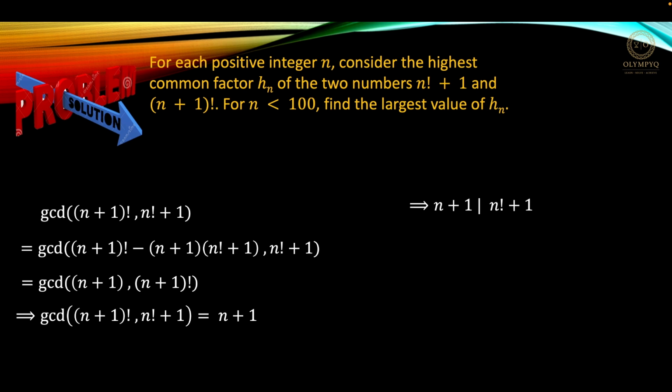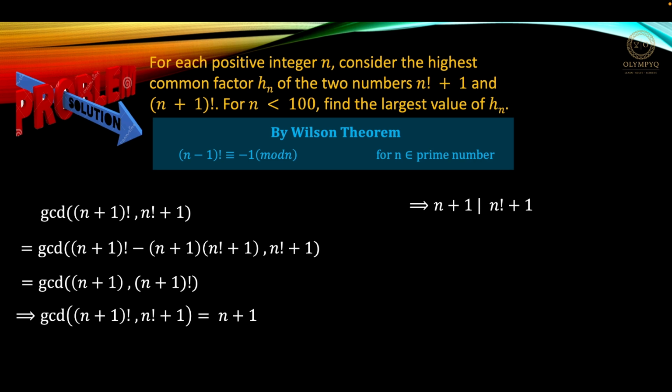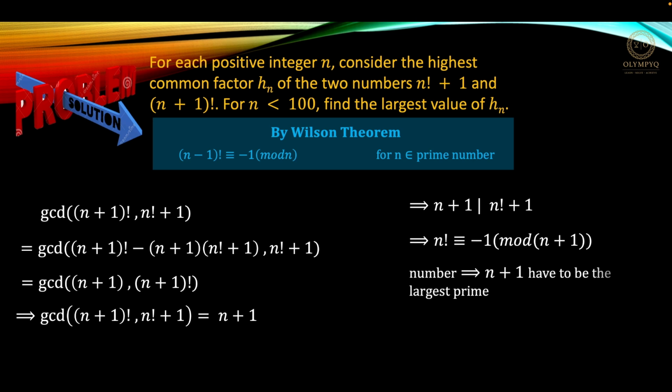So, if the GCD of these two numbers is n plus 1, then n plus 1 is going to divide n factorial plus 1. Now, we can use Wilson's theorem here, that n minus 1 factorial is congruent with minus 1 modulo n. In a similar way, we can replace n minus 1 factorial with n factorial, so this condition becomes n factorial is congruent with minus 1 modulo n plus 1. If this is the condition, then this directly implies that n plus 1 has to be a prime number, and the largest prime number in this case.